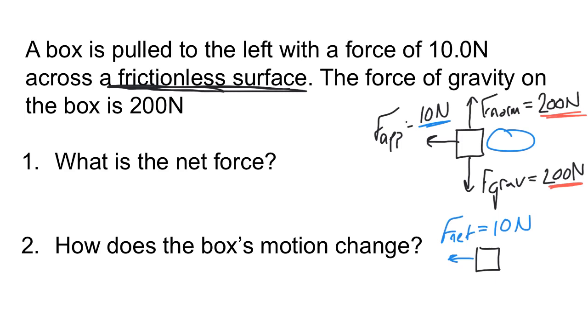And so that would be my answer to problem number 1. And then how does the box's motion change? Well, if we have an unbalanced force, remember we're getting acceleration. This thing is being pulled to the left, and since a force is acting in the direction that it's moving, this object is going to accelerate or speed up to the left. That's how the net force would affect its motion.